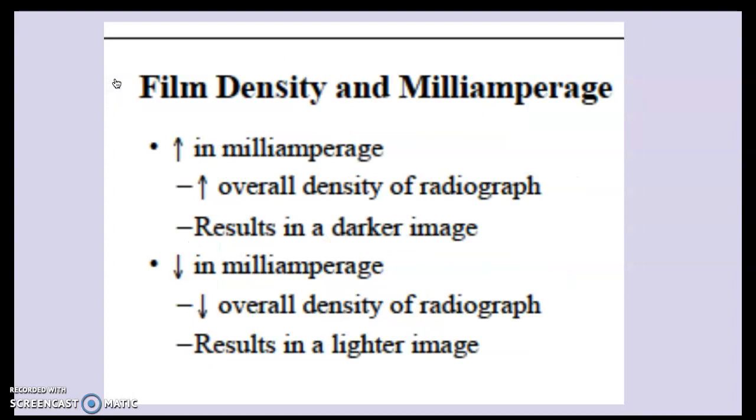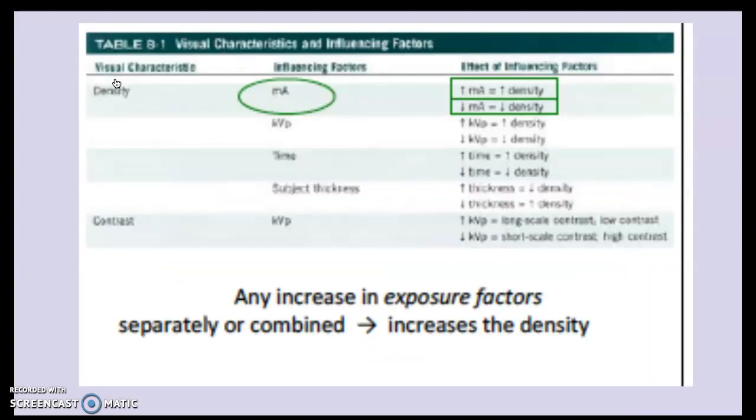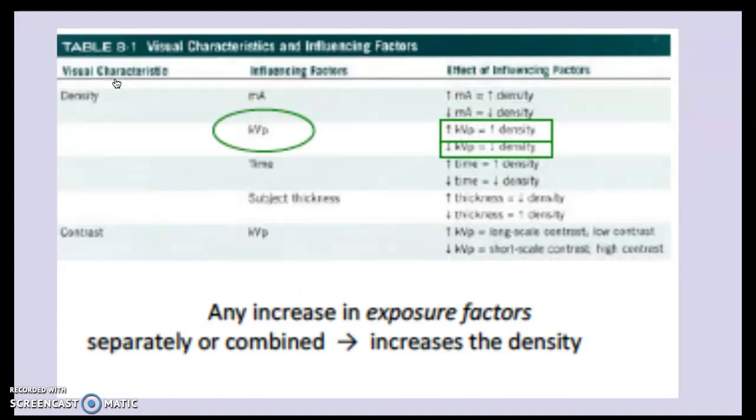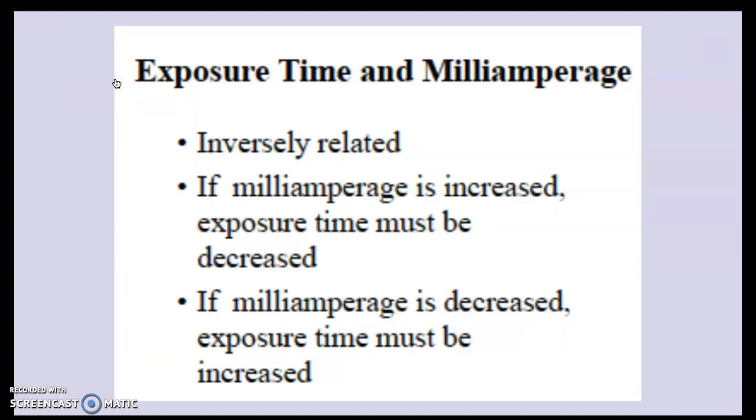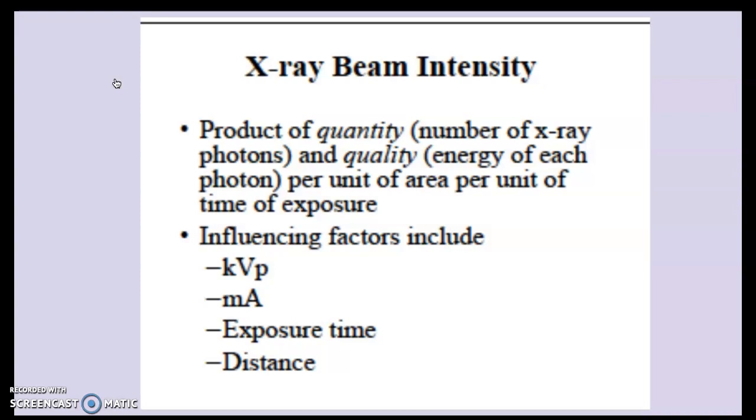So an increase in milliamperage increases the density, which results in a darker image. Decrease in milliamperage decreases the overall density, which results in a lighter image. So any increase in exposure factors increases density. Exposure time and milliamperage are inversely related. Everything that we went over was direct. Now this is inverse. So if milliamperage is increased, exposure time goes down. If milliamperage goes down, exposure time must go up.